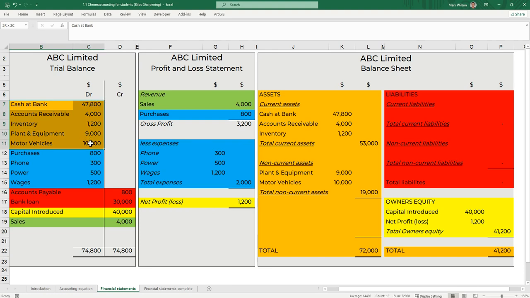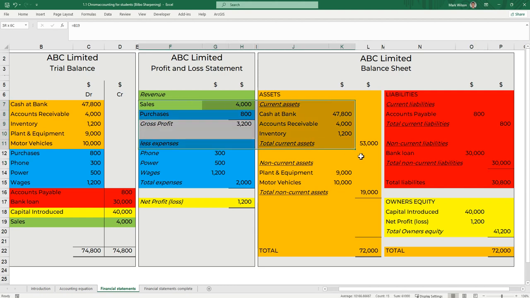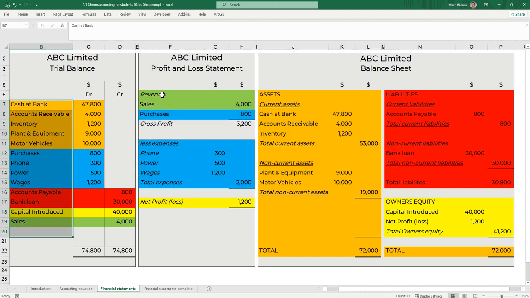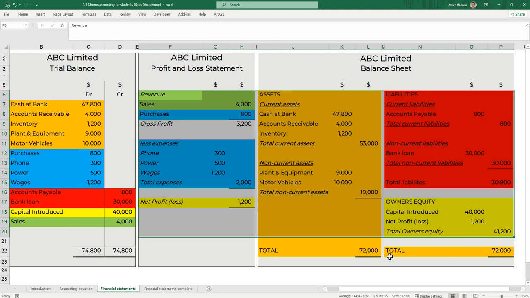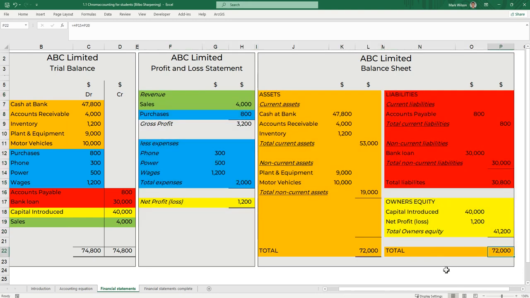You see how it's nice and easy for me to identify what goes into my assets just because I've taken time out in my trial balance to go down each of these items and to color code them. Once I know what color code they are, I know whereabouts in my financial statements they go. So my current liabilities are my accounts payable, and that is $800. And my non-current, the amount of money that I have to pay back later than a year, my bank loan, 30,000. We can see now that we've put everything from my trial balance into our financial statements, and my balance sheet balances with 72,000.